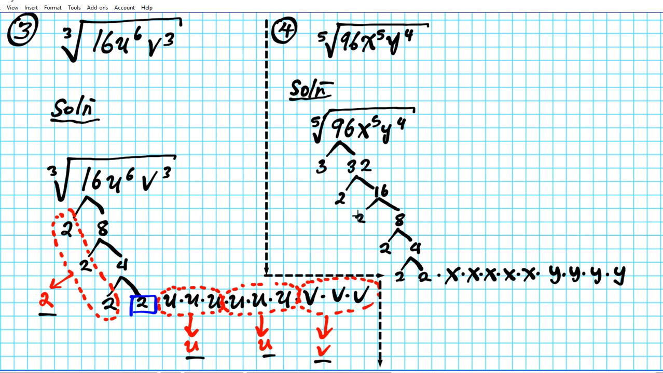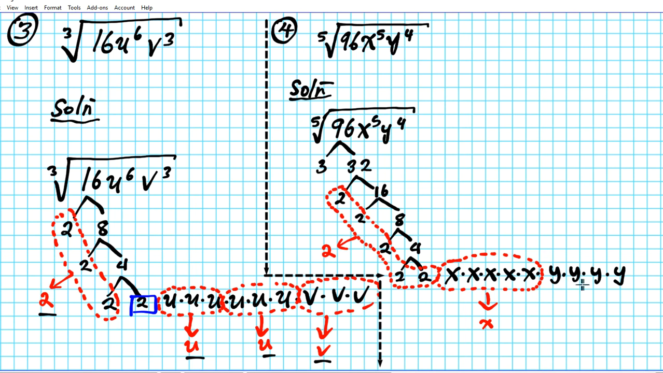Okay, so we have 2, 2, 2, 2, 2, that's 5 2's. So the question is, what is the 5th root of 2 multiplied by itself 5 times? This comes out as 2, because we're taking the 5th root. And then the x is 1, 2, 3, 4, 5. Perfect. What is the 5th root of x to the 5th power, or x times x times x times x times x? The 5th root of that is just x.